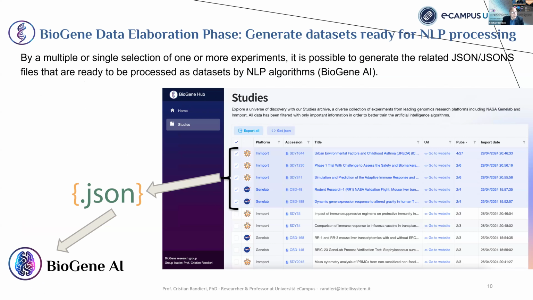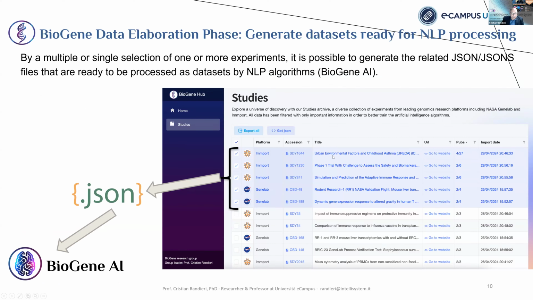It's essentially composed of multiple selection or single selection of one or more experiments. It is possible to generate the related JSON files that are ready to be processed as datasets by NLP algorithms. In the second part, we will say this will be done by the BioGene AI.